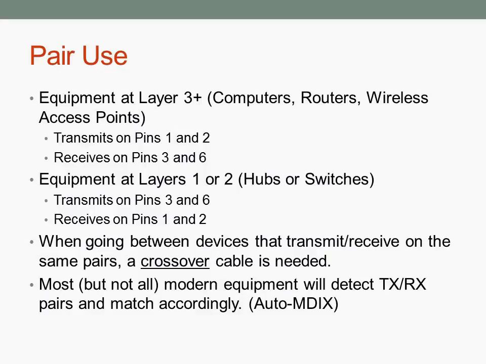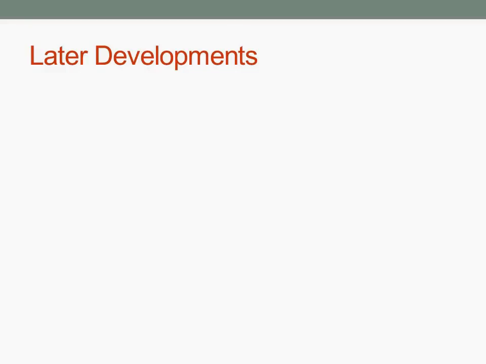For example, they may give you a diagram with several switches and routers and so forth, and they'll ask you what type of cable is needed between, for example, router A and switch B, and you'll have to know. In this case, it would be a straight-through cable. So now we get to discuss some of the later developments associated with Ethernet.